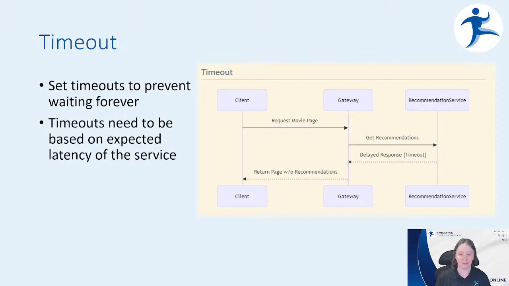And you want a timeout that makes sense for your user. In the case of our movie recommendations, as the client, I'm like, okay, give me this movie page. It hits the gateway. The recommendation service is just like, I don't know what I'm doing here. I'm not going to give you any recommendations. I'm kind of busy. I'm overloaded. So there's a delayed response. When you set the timeout, it hits that timeout, then you get some kind of way of handling that.